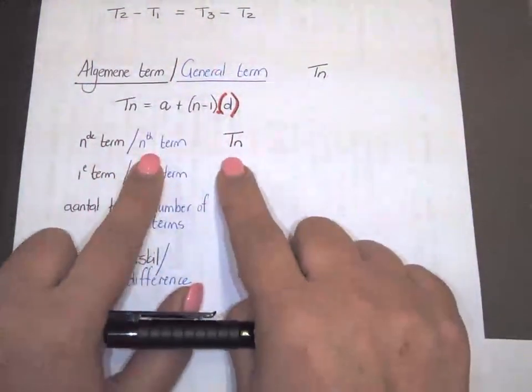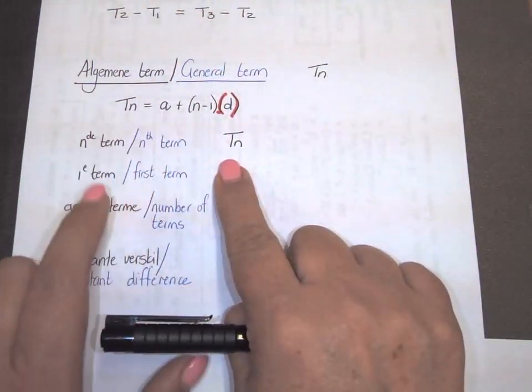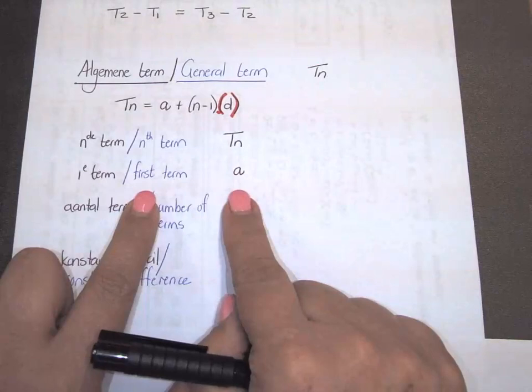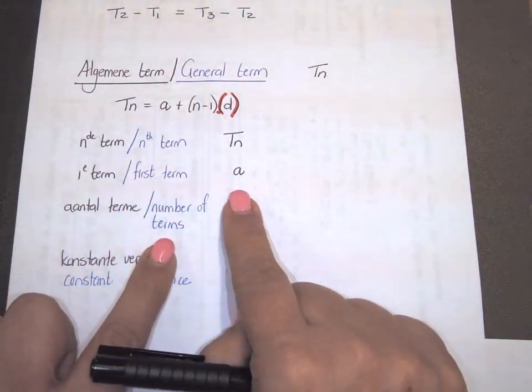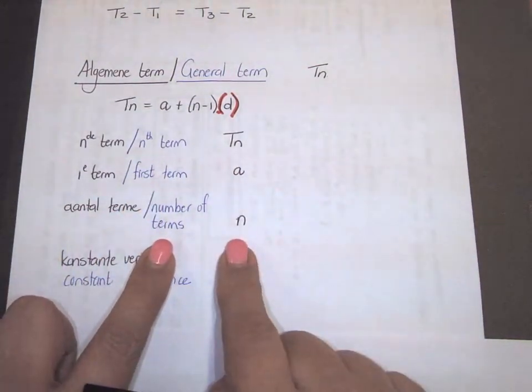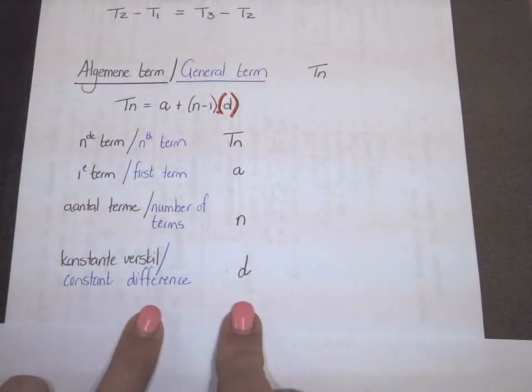The nth term is called Tn. The first term is called A. The number of terms is n. How many terms are there? N. And the constant difference is called D.